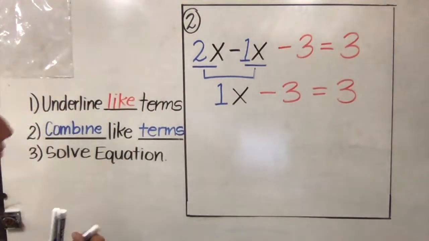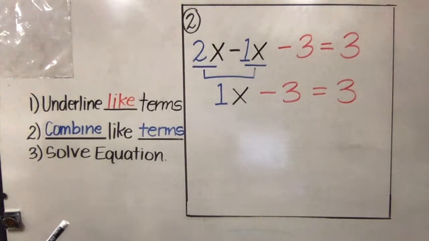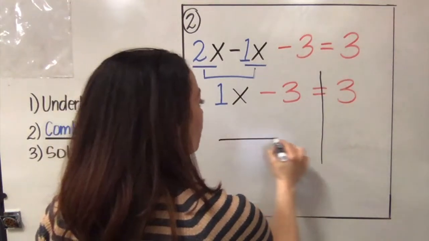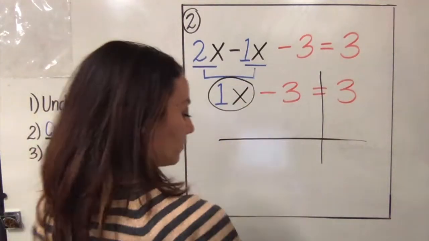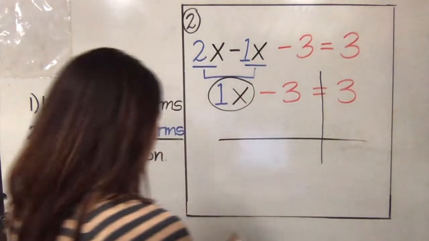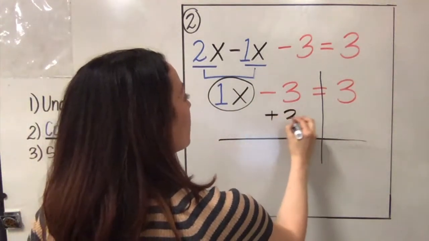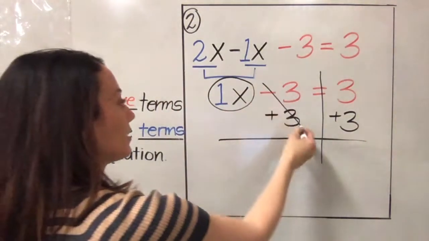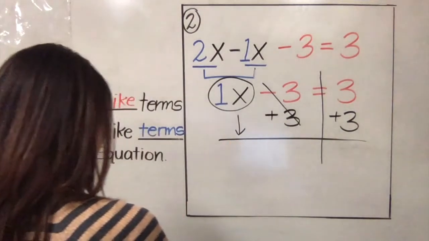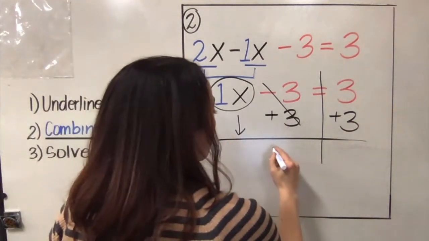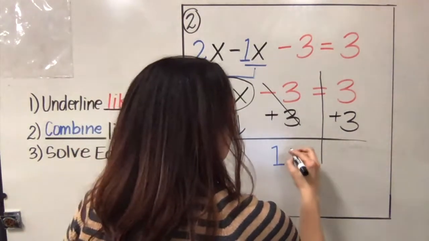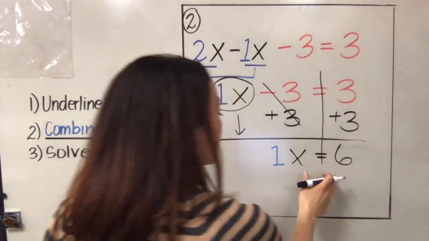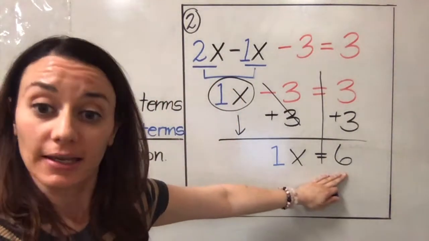Are we good? All right. Now we can solve the equation. First, make a t. Very good. You can circle 1x and ask yourself, what is the opposite of negative 3? It's positive 3. A negative 3 and a positive 3 make 0. Bring down 1x. And 3 plus 3 is, what's 3 plus 3? 6. Now you have the situation where 1x equals 6.